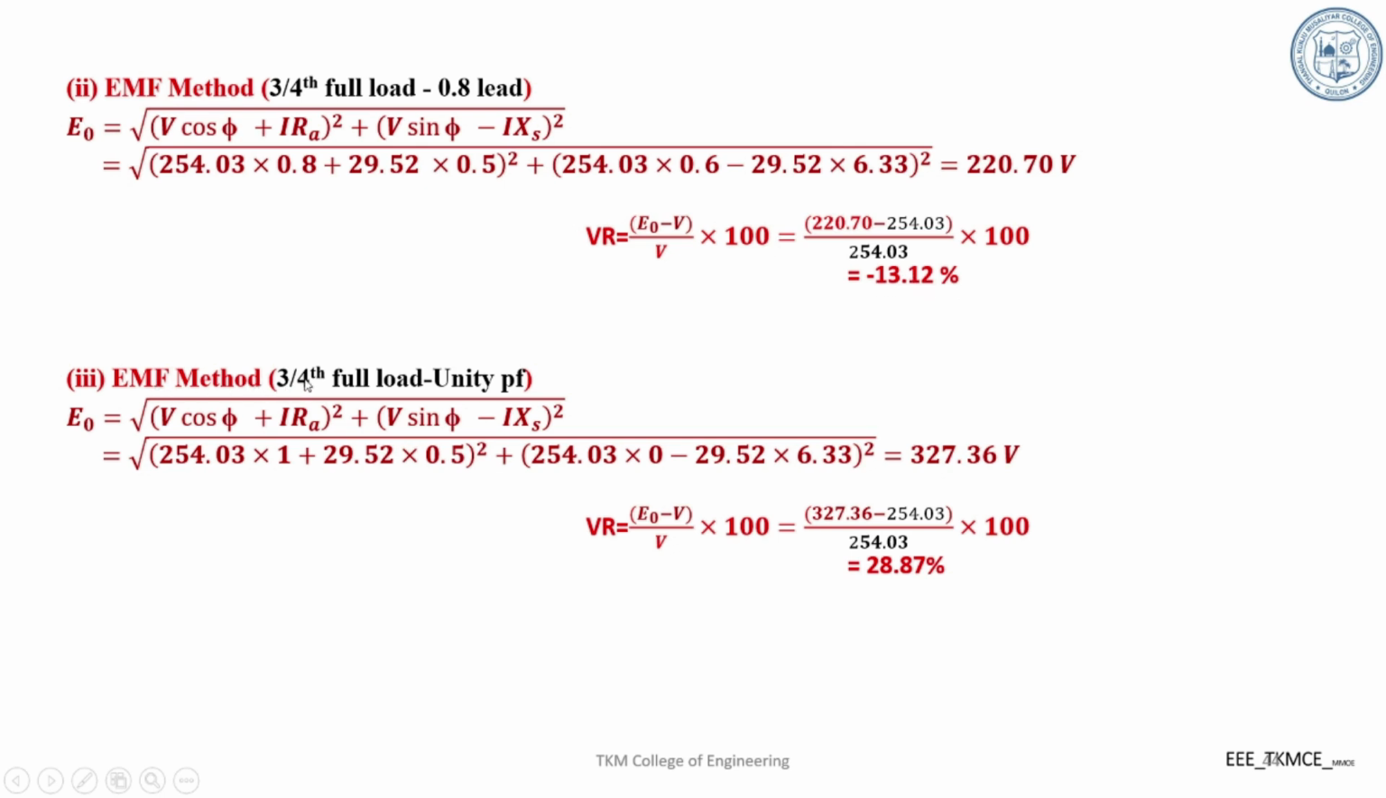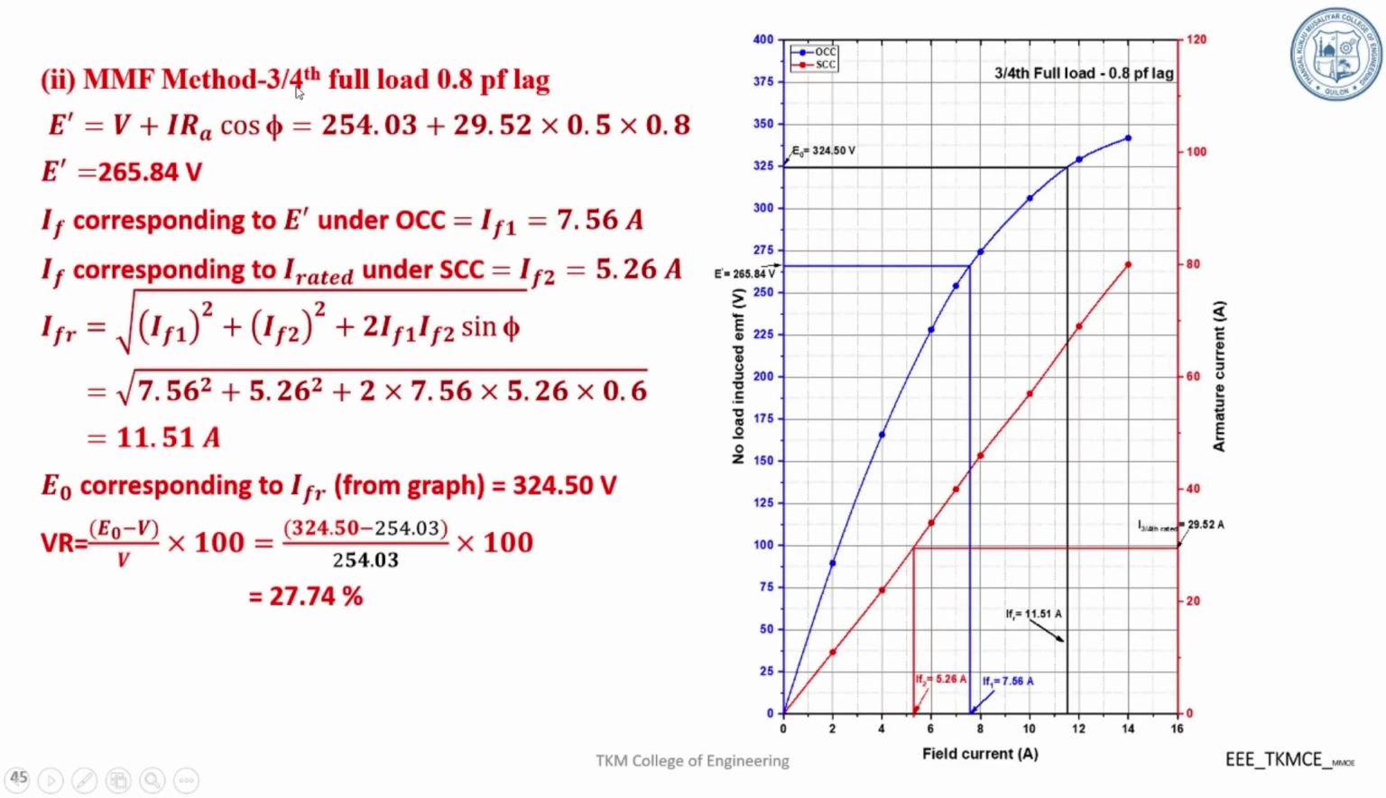Then EMF method, 3/4 full load, unity power factor. Substituting all the parameters in this expression, E0 is obtained as 327.36 volt and the corresponding voltage regulation is obtained as 28.87%. Then MMF method, 3/4 full load, 0.8 power factor lagging.